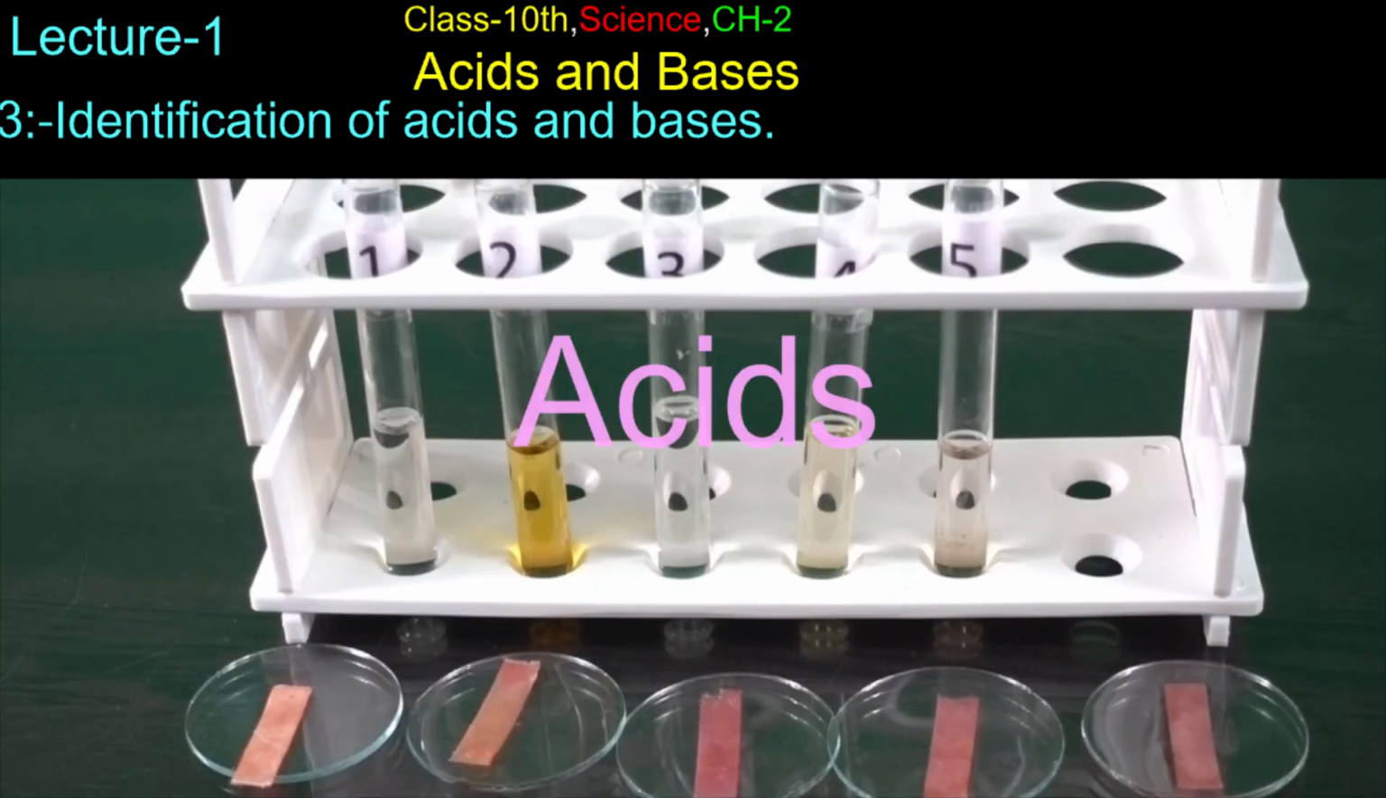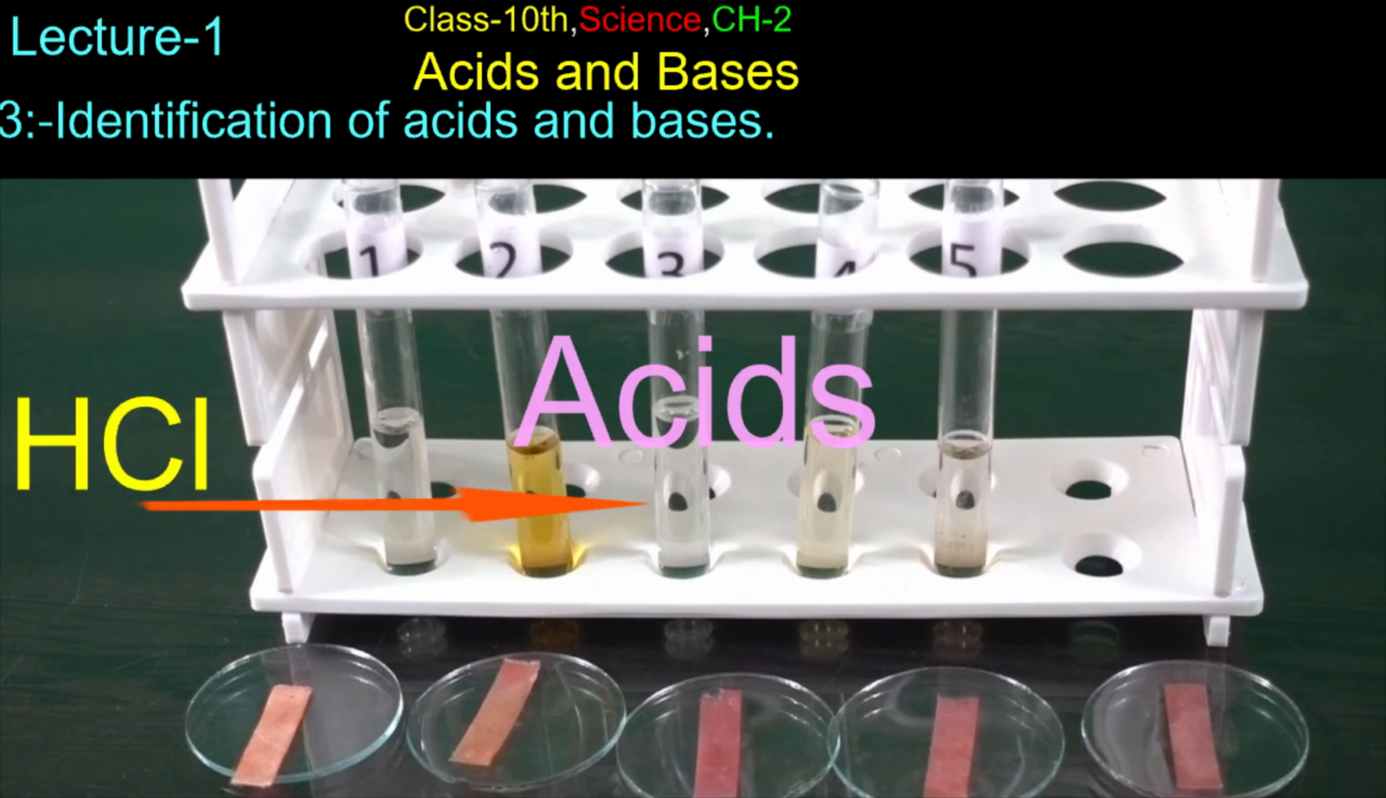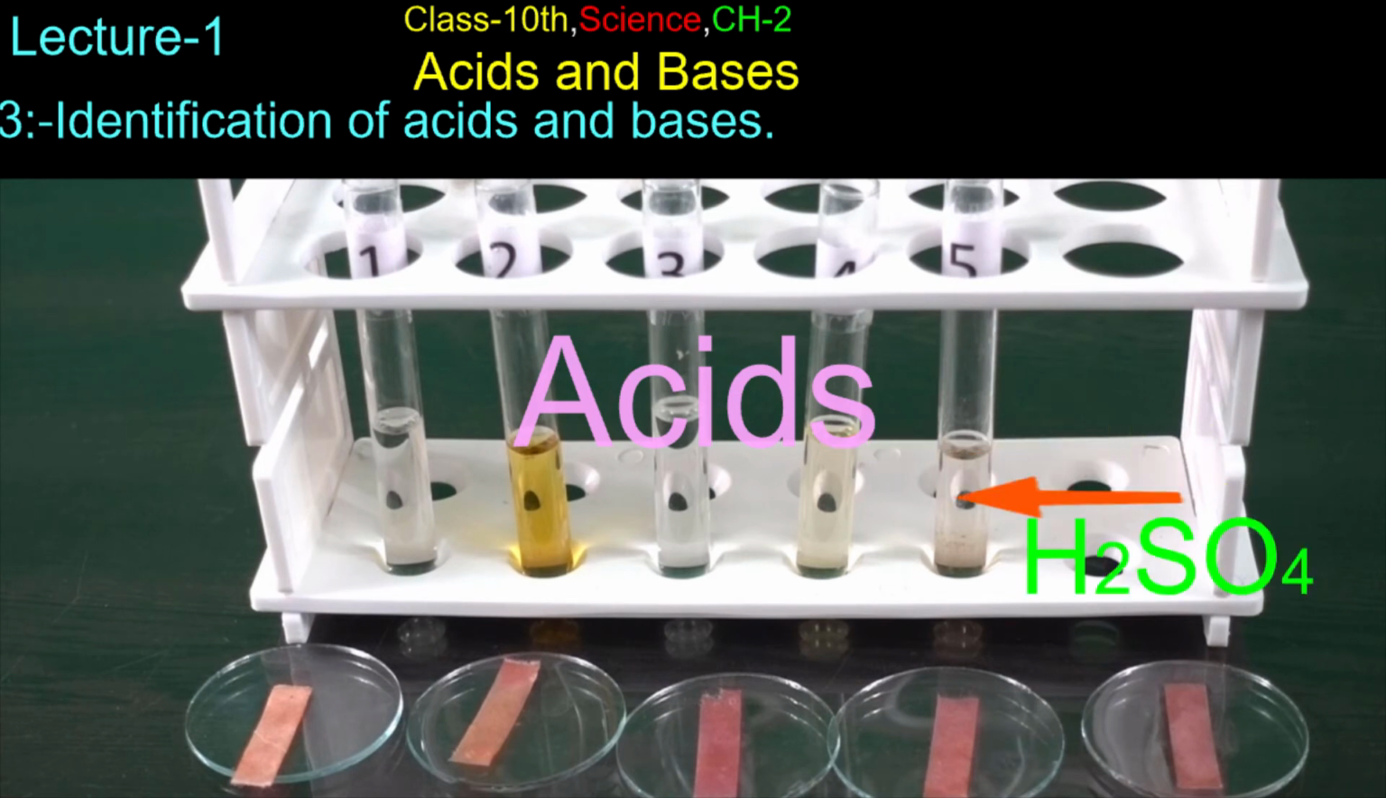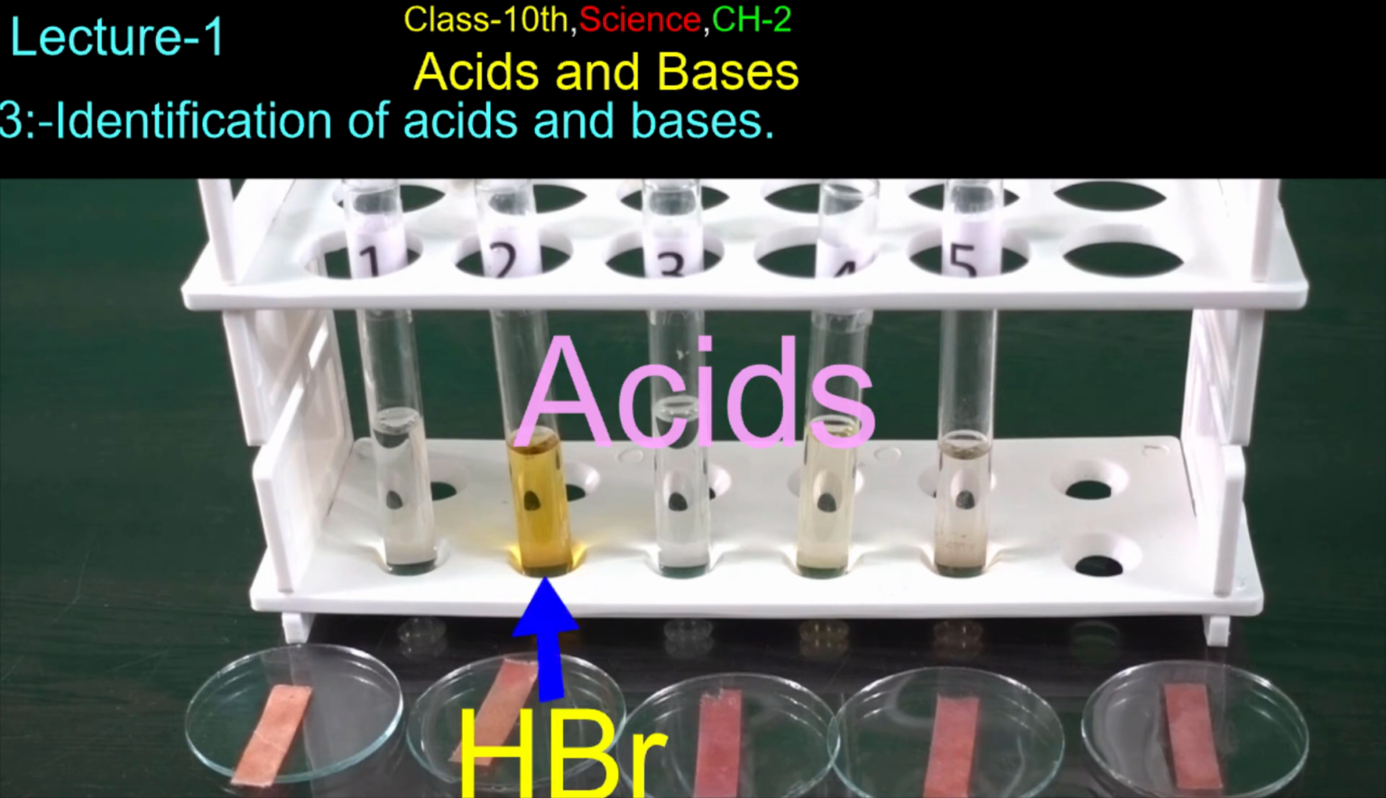The compounds that turn blue litmus red are the acids. Here these 5 compounds are acids and their names are formic or methanoic acid, this one, next hydrobromic acid, next hydrochloric acid, next nitric acid, and the last sulfuric acid. All other acids except hydrobromic acid are colorless.